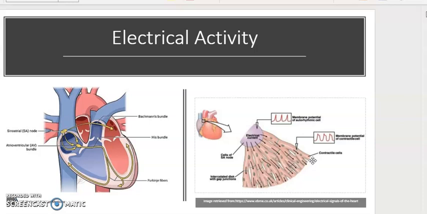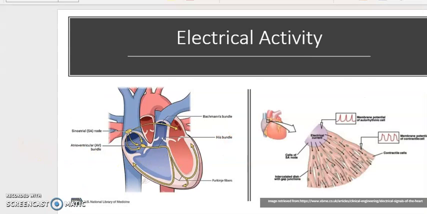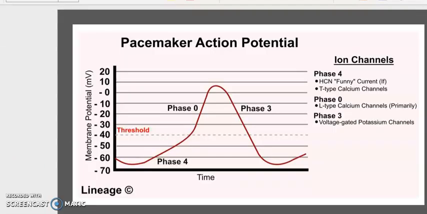According to Sherwood, an autorhythmic cell membrane's slow drift to threshold is called a pacemaker potential. These lines here are going to represent certain ions that are going to be exchanged through the channels to generate particular waves referenced as PQRST, and we will talk about that momentarily.